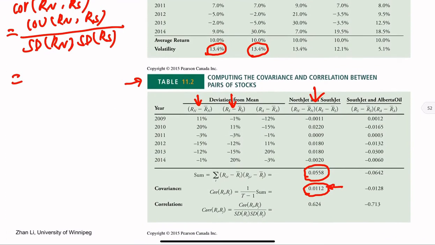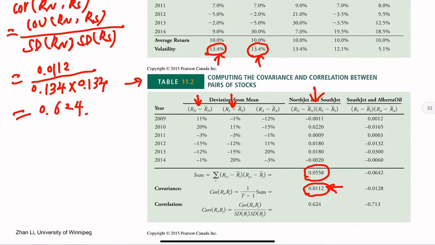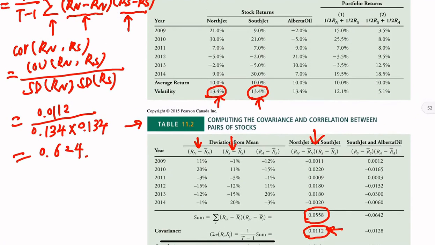That is 0.112. And then the standard deviations are here. These are the two standard deviations. So it's 0.134 times 0.134, which gives you 0.624. And remember that you have this second question.